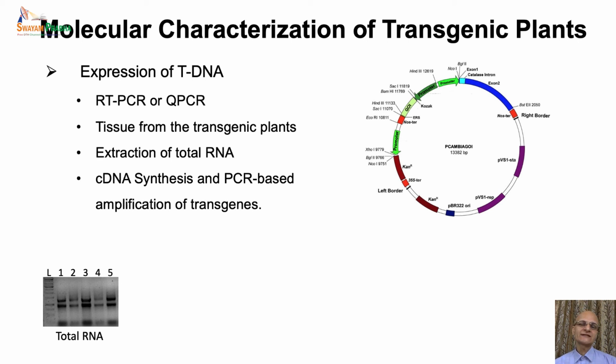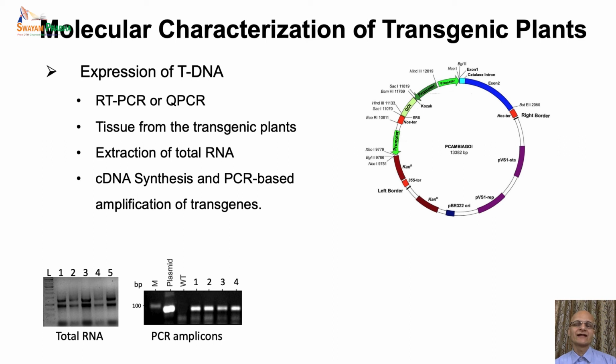Now, if we perform a simple RT-PCR, we have to analyze the PCR amplicons on the agarose gel. Here are the results from the candidate gene-specific primer. Again, the first lane is for the suitable size marker, then the plasmid is for the positive control, WT is for untransformed plants, and numbers 1 to 4 represent 4 different transgenic plants. This amplification will confirm the expression of the transgene from the integrated tDNA.